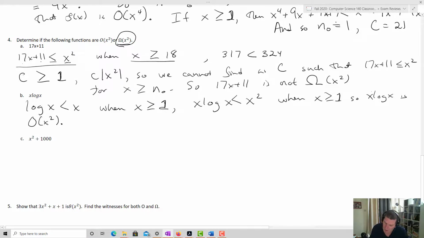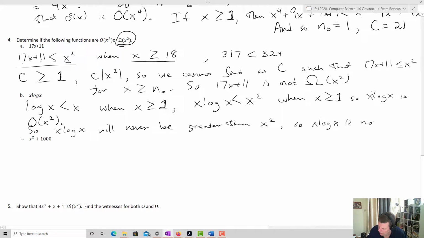Now, notice, just like in the previous example, x log x is always less than x squared when x is greater than or equal to 1. Okay, so what we get here is x log x will never be greater than x squared. So x log x is not omega of x squared.